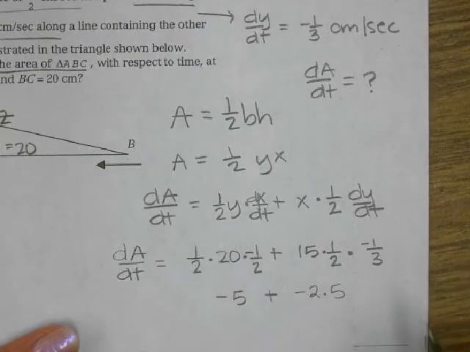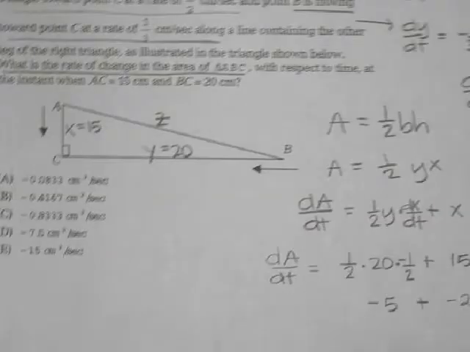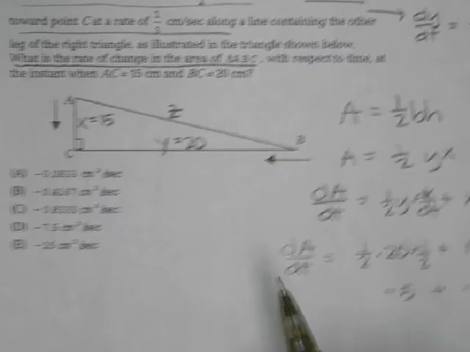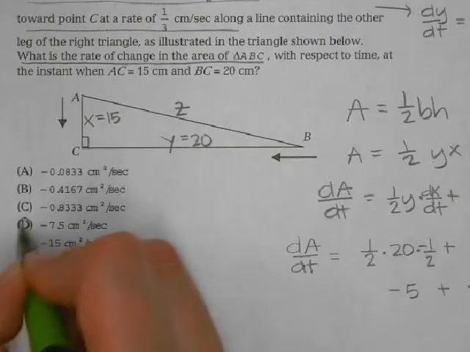Again, this is calculator active. You could just plug it straight in. So -7.5 is my number. I don't really have to worry about what my units were because they made the units the same in every single answer, so I know that my answer is D.